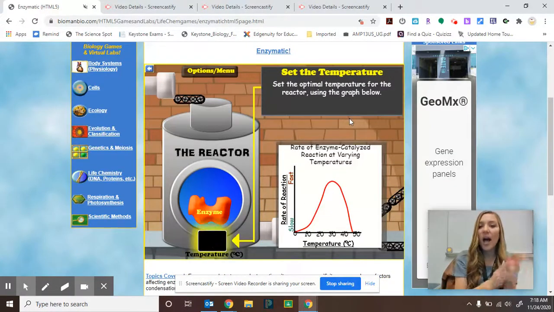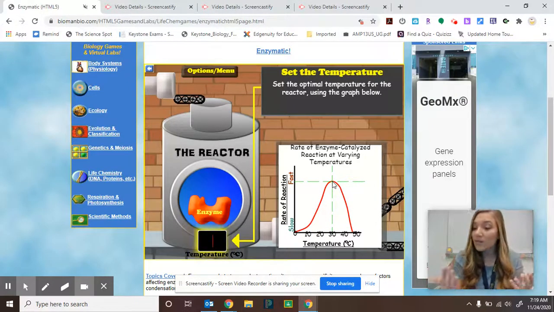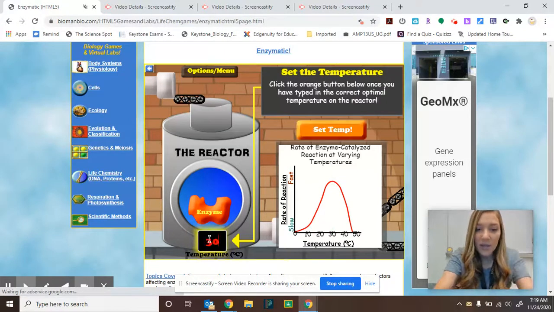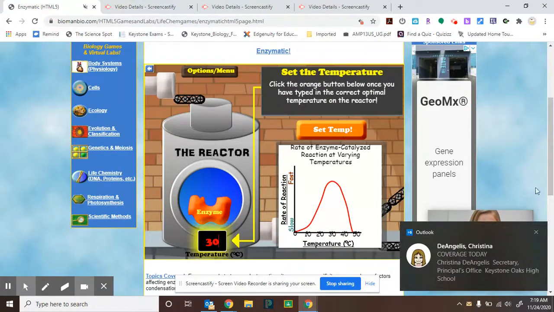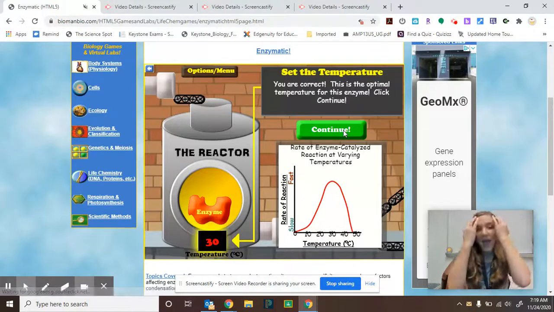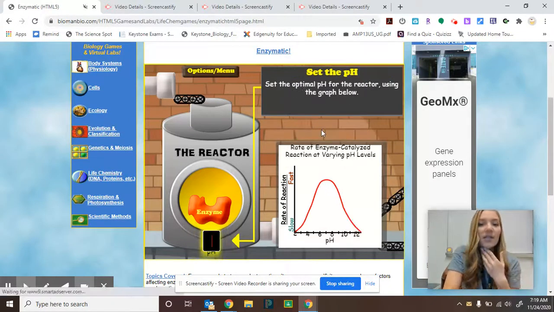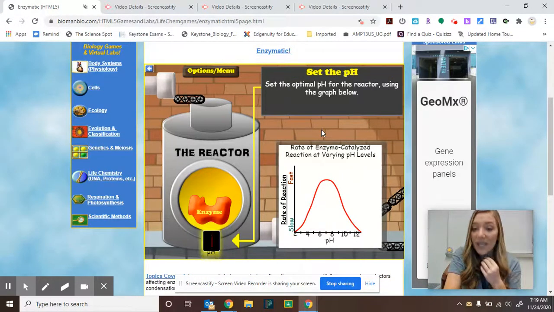Now it says, let's select the optimal temperature for this reactor using our graph. So here's the graph that we're given. You see that we want to go to where the reaction rate is the fastest, right here. And you can see that the ideal temperature is somewhere around 30. So let's put 30 in there and set our temperature and see what happens. Woo, we are correct. We picked a good temperature. That means it's going to go the fastest in terms of the rate of reaction because we've selected the optimal temperature. Now let's select the optimal pH.